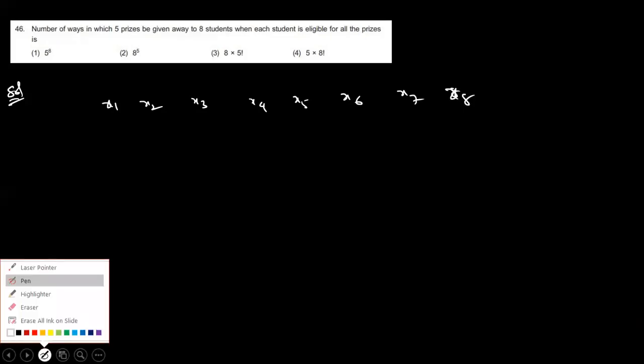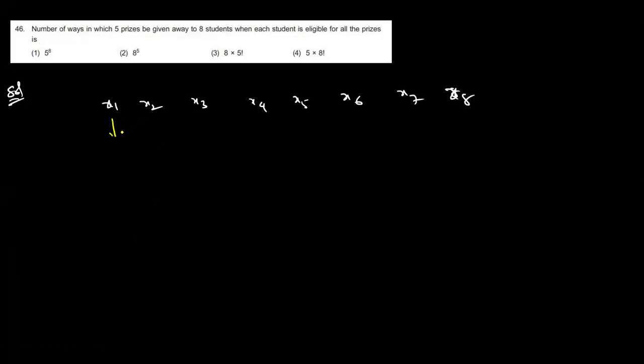So here, 8 students means we can take x1, x2, x3, x4 like that. How many persons are there? 8. So for this person, how many ways of receiving prizes? Any one, 5 ways. Am I correct? For this person, how many ways? Like that, for this person? So what is the answer here?